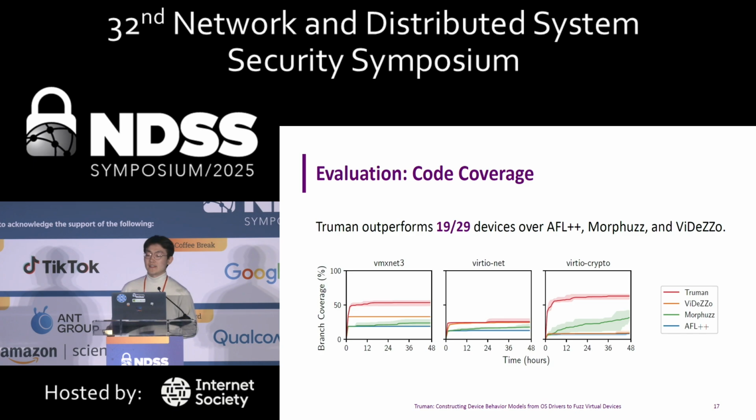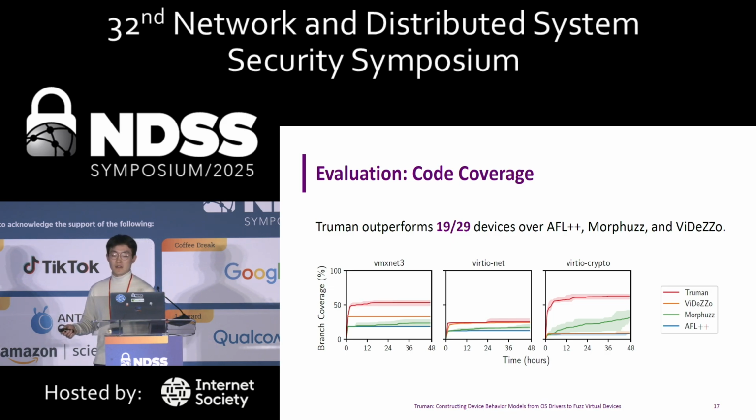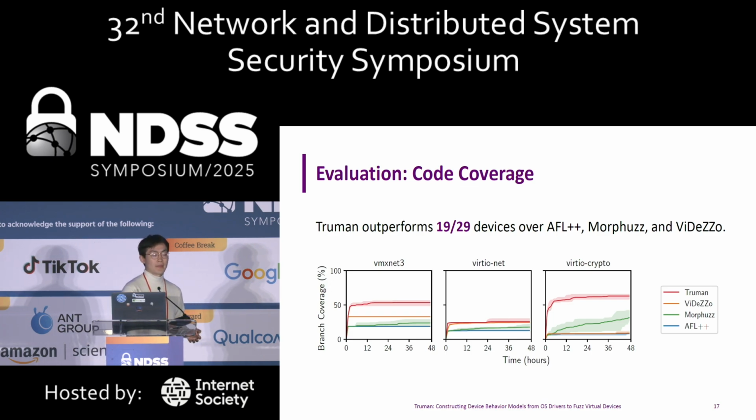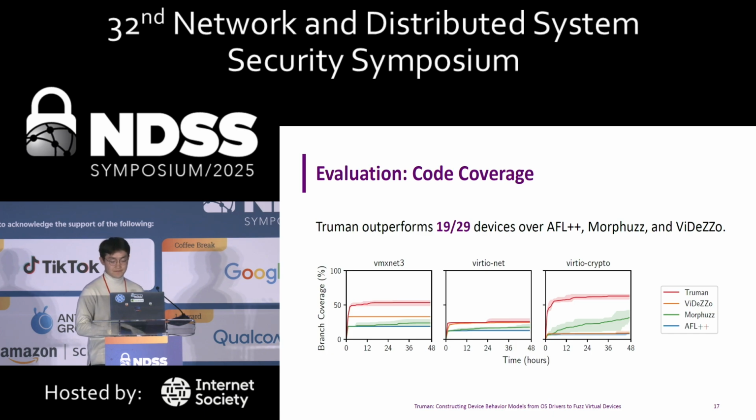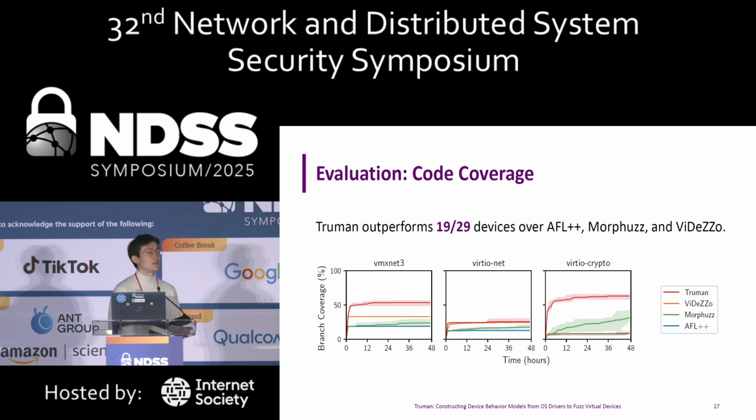Truman was evaluated against leading tools such as Morphuzz, VDazzle, and AFL++. It achieved higher code coverage in 19 out of 29 devices. Higher code coverage reflects better exploration of the target system, which increases the likelihood of discovering vulnerabilities. These results demonstrate Truman's ability to comprehensively test virtual devices.